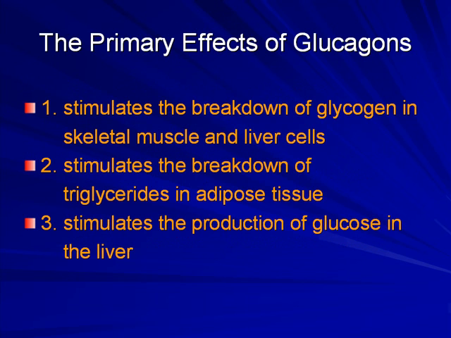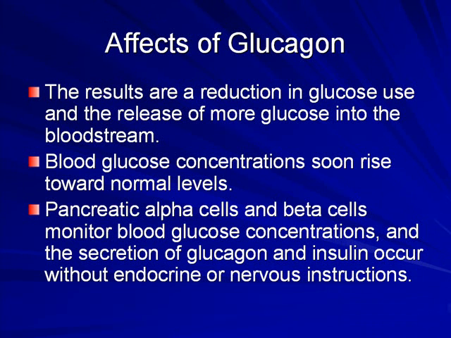And these are the primary effects of glucagon. Stimulates the breakdown of glycogen in skeletal muscle and in liver cells, stimulates the breakdown of triglycerides in adipose tissue, and stimulates the production of glucose by the liver. The results are a reduction in glucose use and release of more glucose into the bloodstream. So not only does it tell the body, look, we don't have enough sugar, got to stop doing whatever you're doing, and we got to conserve, but then it also will break down glucose reserves as well and make more available. Now, it is produced by, that should be highlighted, pancreatic alpha cells.